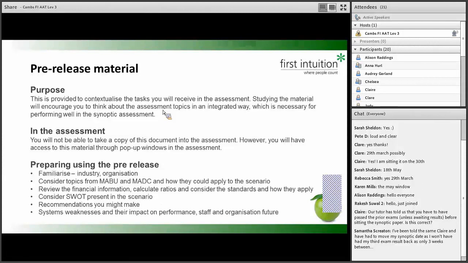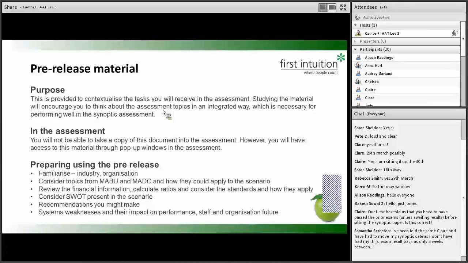The pre-release material is available. If you log into your My AAT accounts, under the study resources, you can access the pre-release material. Now there are two lots of pre-release material available. You've got some which is available for the sample assessments, and then you've got the live pre-release material. The sample assessments on the AAT's website are not based on your live scenario. So they are of limited use.